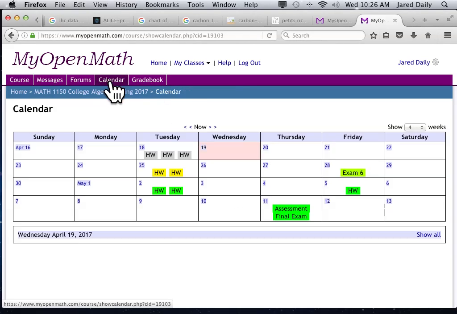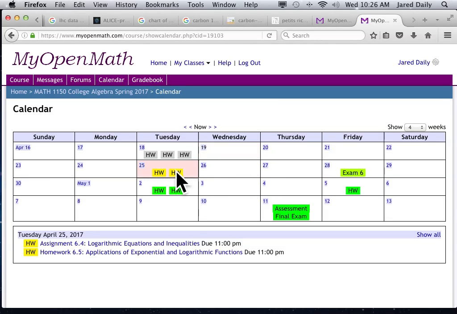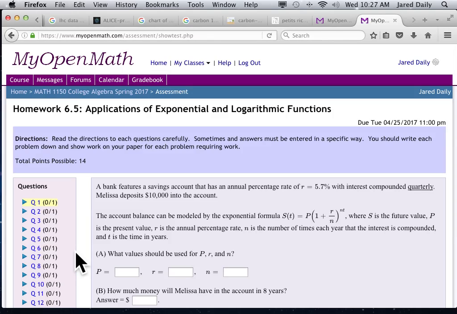The calendar is nice because you go to the calendar and you can click on the homework. It tells you what they are, and then you can actually click on the actual homework. It'll take you to that homework assignment. So there's links to everything everywhere. You don't have to go back to a particular place.